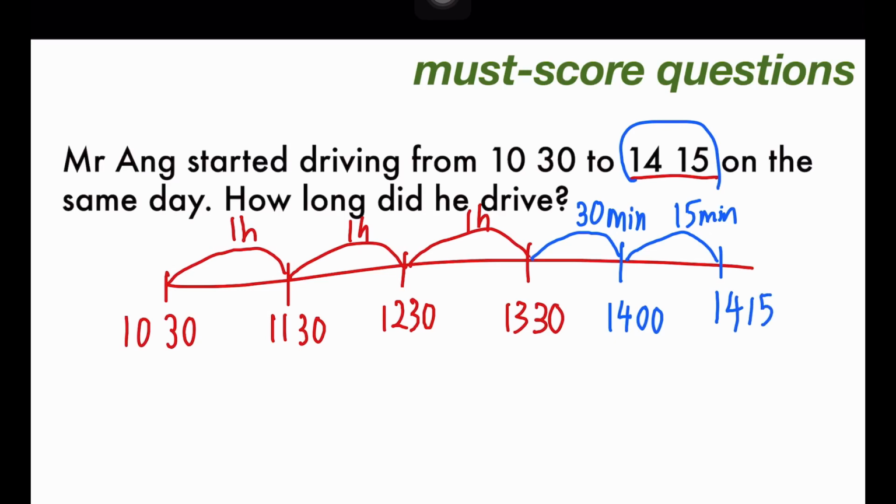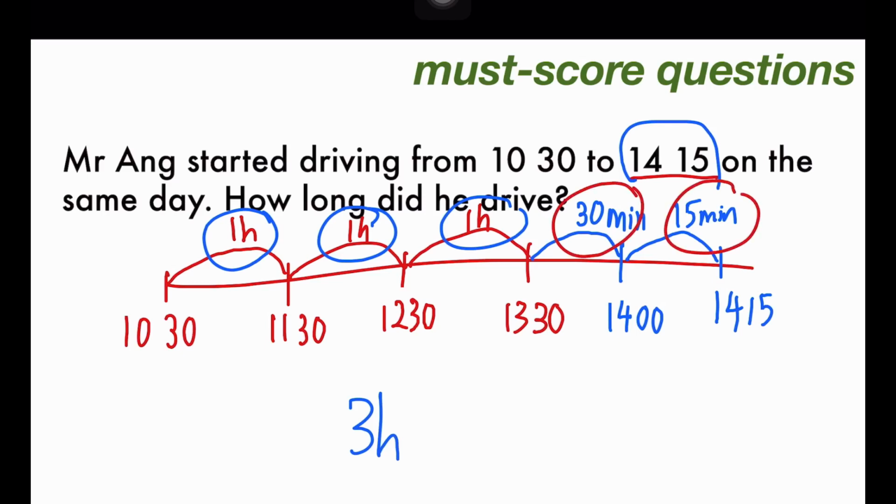Now they are asking for the duration that he has driven. So let us add them up. 1 hour, 2 hours, 3 hours. I have 3 hours. 30 minutes plus 15 minutes is 45 minutes. And that's my answer.